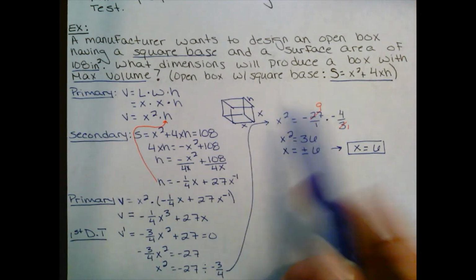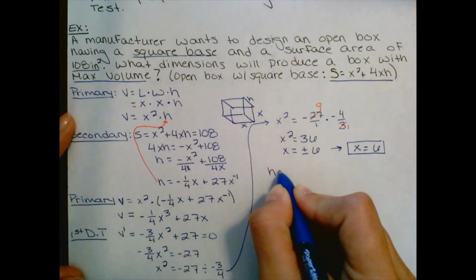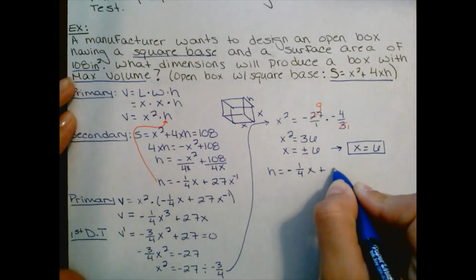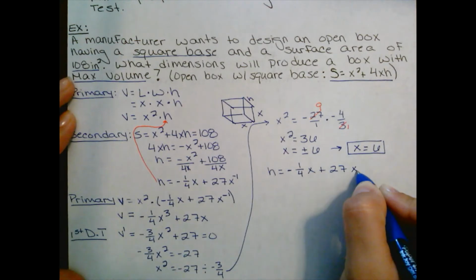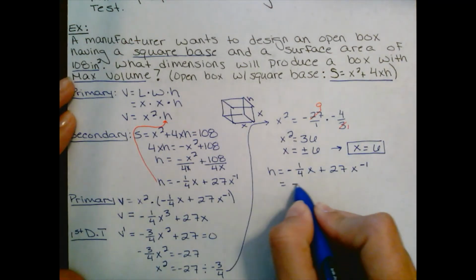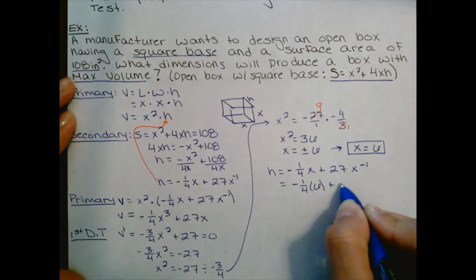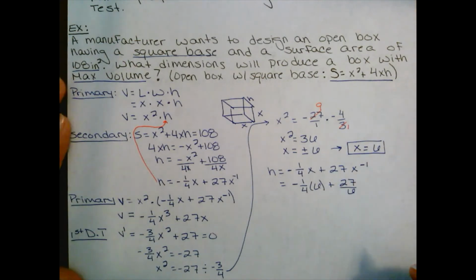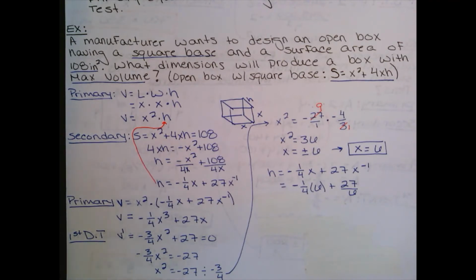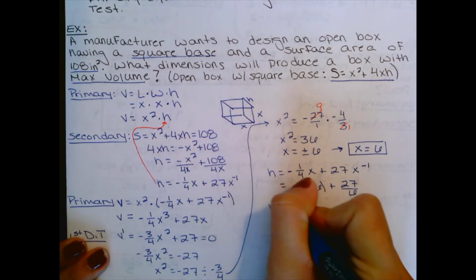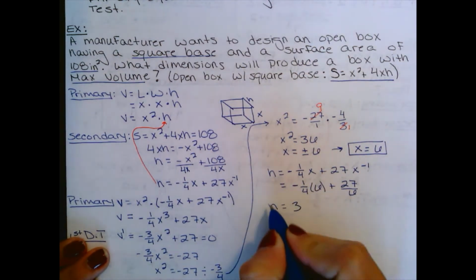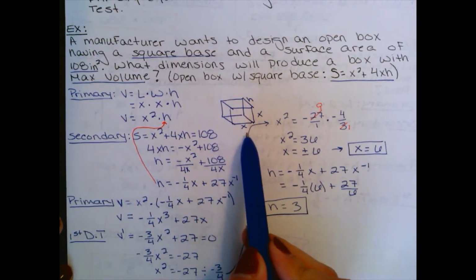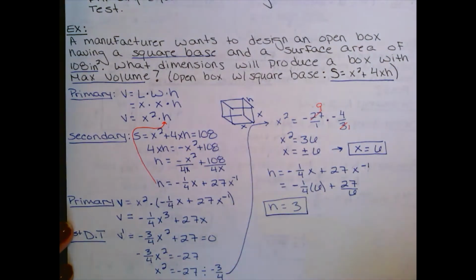So I can say, okay, if h equals negative 1/4 x plus 27 x to the negative first, I'm just going to plug in that 6. Remember that that x to the negative first brings it down. So you can either clean this up by hand. So now that we have our height and we have our x, which is our base and our width, right? So our length and our width, excuse me, from our base.